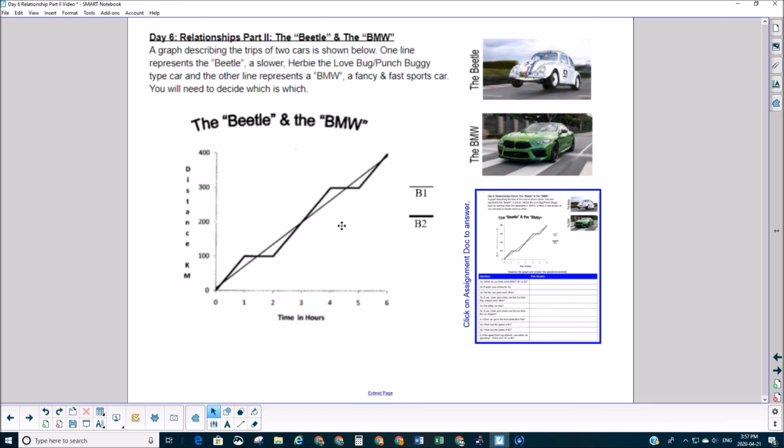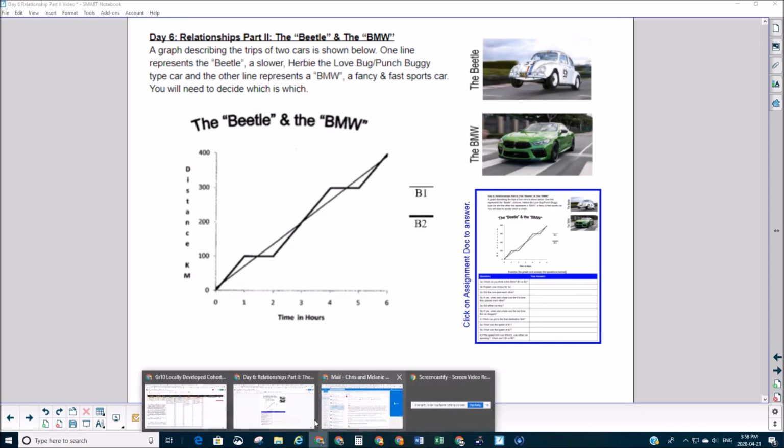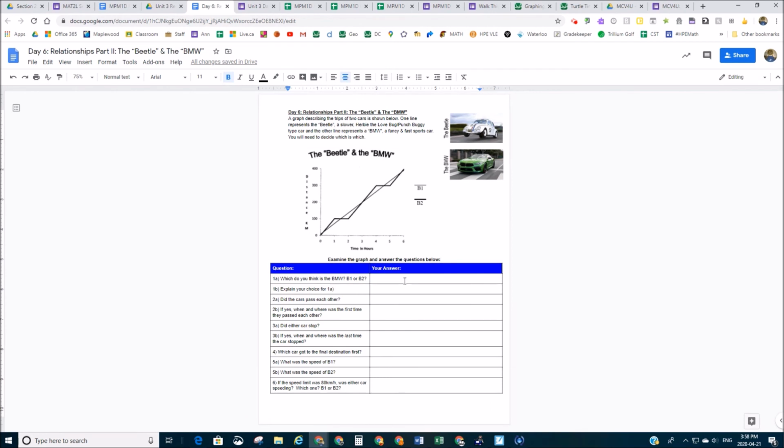So you're going to have to think about and study this graph and decide which one you think is the BMW and which one you think is the Beetle, and give some reasoning and then answer a couple of questions about that. So you'll be going right to this doc and typing in your answers right here. In this one it's just whether it's B1 or maybe you think it's B2. You're going to type your answer in there and then explain your choice underneath. When you're done, you'll have a little turn in button up at the top for you to finish doing that.